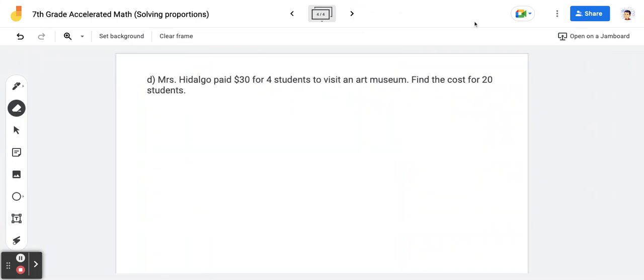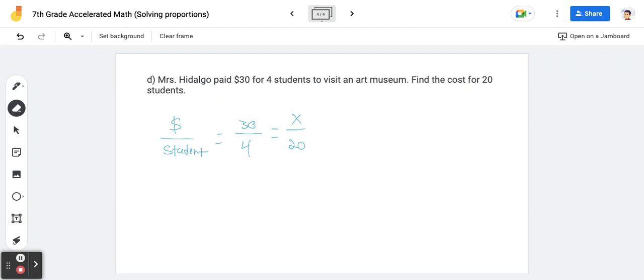Last example. Mrs. Hidalgo paid $30 for 4 students to visit an art museum. Find the cost for 20 students. Okay. So let's go ahead. Let's make our ratio in words first. So what are we paying? We're paying, let's go money per student. Okay, so that would be $30 for 4 students. We want to know the cost of 20. Okay, is equal to, I'm going to use x again, over 20. You could change out the variable that you use. It's really your choice, as long as you're consistent.